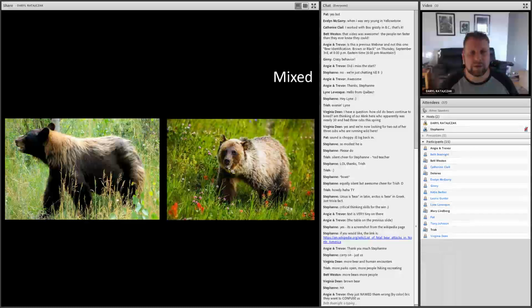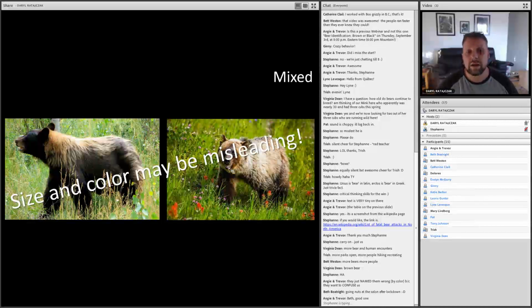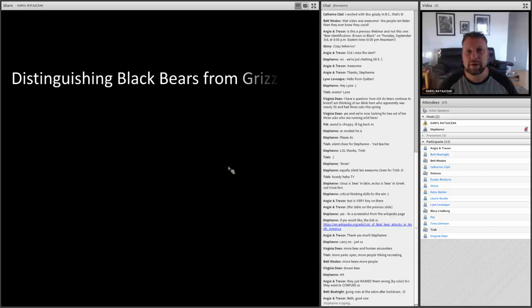What we're going to do is focus on what you need to look for in order to differentiate between the two. But before we do that, size and color can be misleading. So don't base your final determination just on the size or the color of the bear.